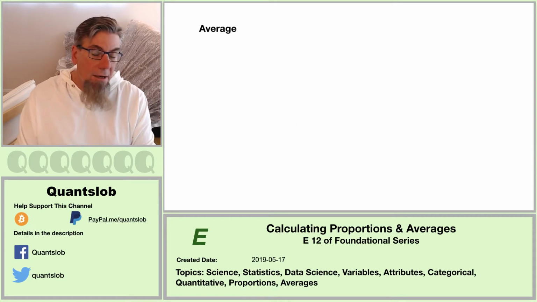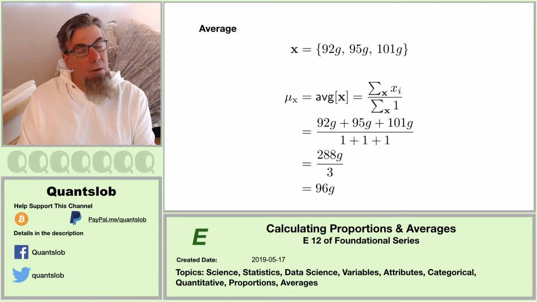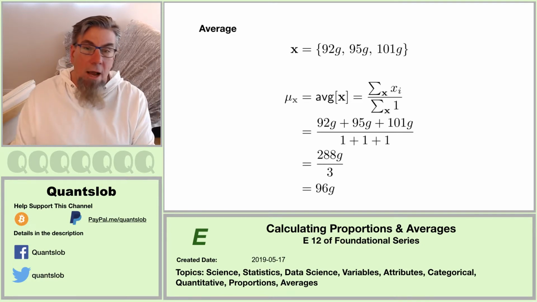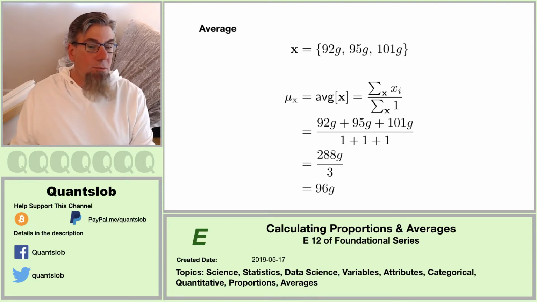We've got 92 grams plus 95 grams plus 101 grams equals 288 grams divided by 3. We get our answer here, 96 grams. Notice that the average preserves the units of our attributes.